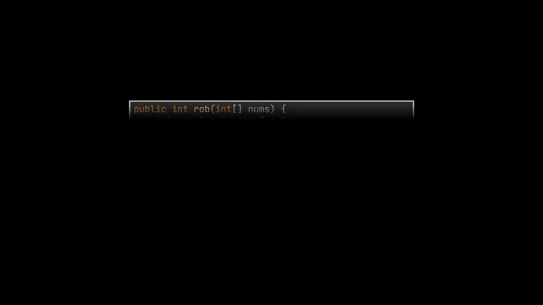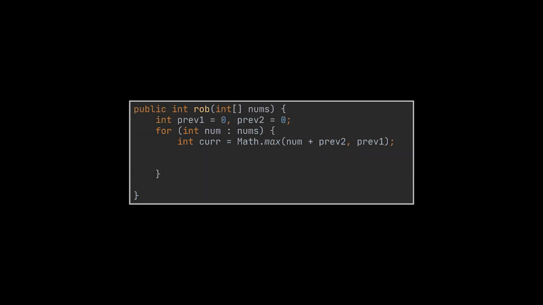So what we can do is replace that entire array with just 3 variables. 2 of them will keep track of the 2 previous maximums we found, and 1 will be used to store the current maximum we are retrieving. As soon as we shift to a new house, these values will also be shifted to reflect that new iteration. And that is the complete and optimal solution to the famous house robber problem.